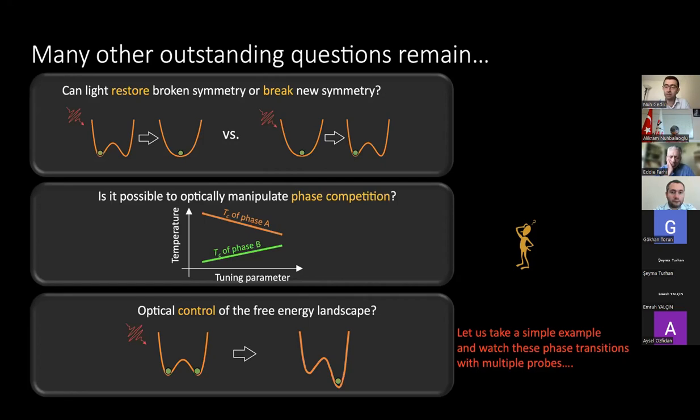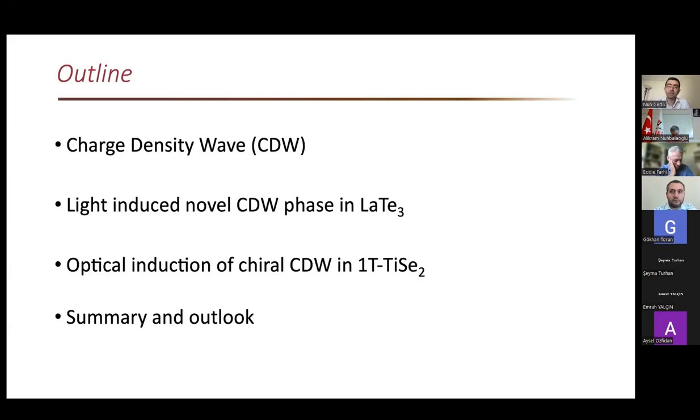So this is the outline of my talk. First, I just want to introduce you to charge density waves in case there are some people who are not familiar with these. And I'll give you two examples. One of them is this material, lanthanum tritelluride. It's a charge density wave, and I will show you that I can use light to induce a new state that doesn't actually exist in equilibrium. In the second part of my talk, if I have time, I will show you that I can use circularly polarized light to make the charge density wave state in this material chiral.